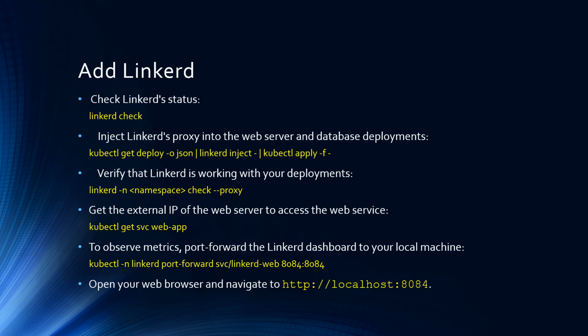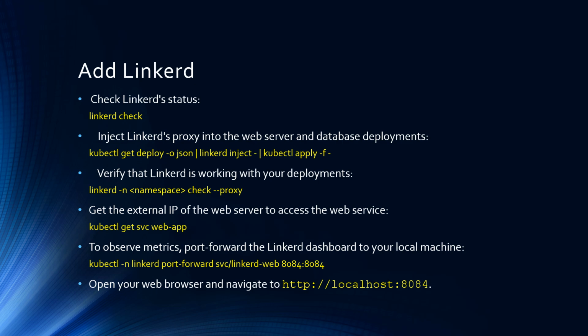First, we need to verify that Linkerd is running correctly in our cluster using linkerd check. This command performs a series of checks to ensure that the control plane is healthy and ready to handle our workload. It's a crucial step before proceeding with mesh integration. The key step is injecting Linkerd's proxy into our deployments. The command kubectl get deploy -o json | linkerd inject - | kubectl apply -f - might look complex, but let's break it down.